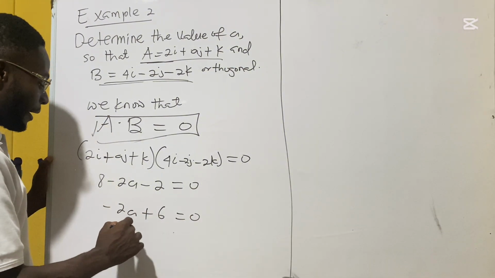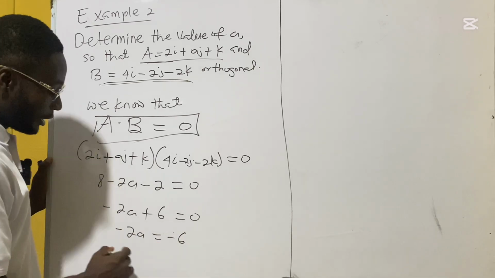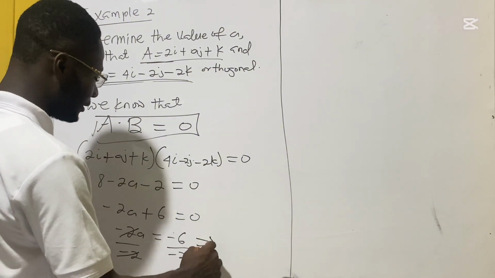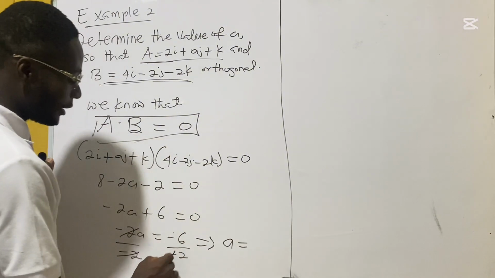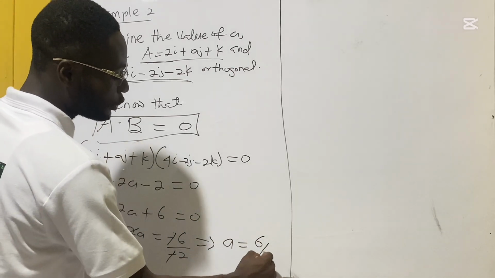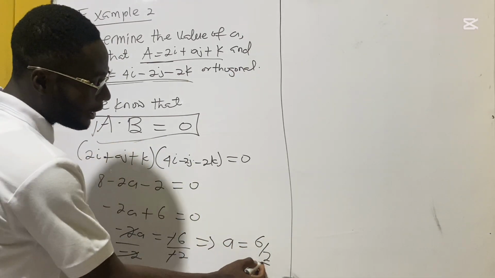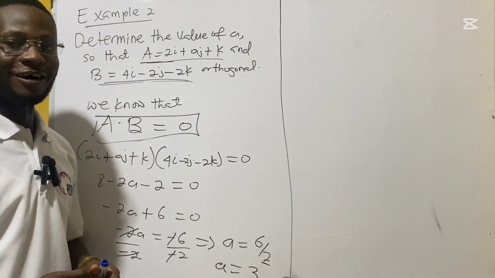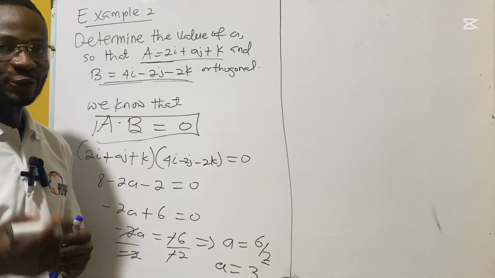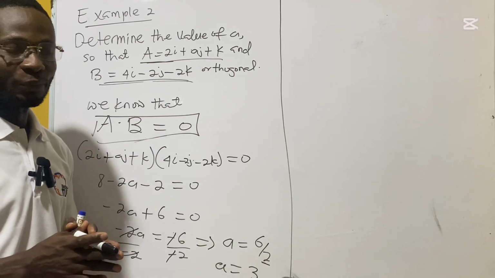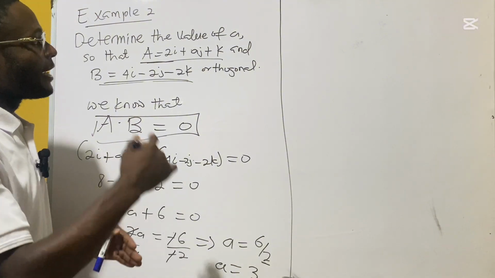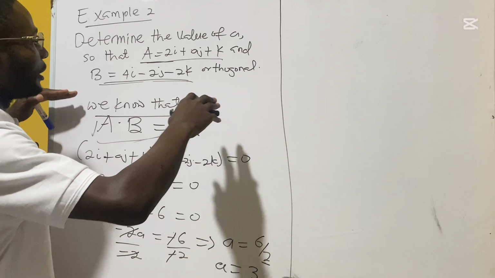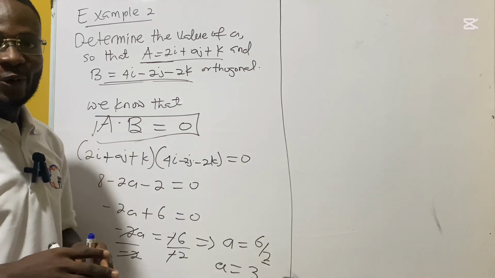So we can say that minus 2a is equal to minus 6. Divide by -2 on both sides. This implies that our a is equal to 6 over 2, and basically we know that 6 over 2 is equal to 3. So that is the process we go through to handle this particular problem. We can say that the value of a is equal to 3, so that A and B are orthogonal. So that is the process.